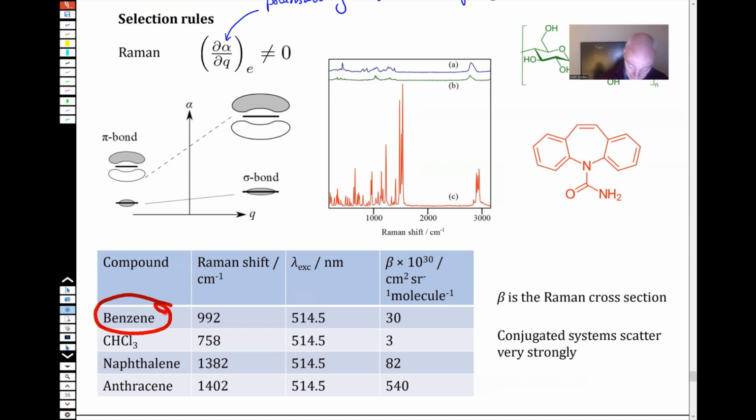Benzene is conjugated. It gives a Raman cross section of 30 times 10 to the minus 30 centimeters squared per steradian per molecule. It's just a measurement. Chloroform, which has no double bonds, gives 3. So it's 10 times less effective in Raman scattering. But it gets more interesting. Here's our benzene, one benzene ring, that's 30. Let's put 2 benzene rings together. Naphthalene, that's 82. That went up by a factor of 3.